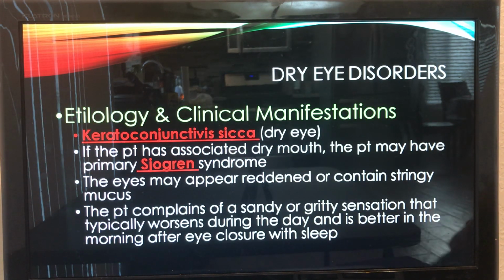So now let's move on to dry eye disorders. So this is known as keratoconjunctivitis sicca. If the patient has associated dry mouth as well as dry eye, the patient may have primary Sjögren syndrome. The eyes may appear reddened or contain stringy mucus, and the patient complains of a sandy or gritty sensation that typically worsens during the day and is better in the morning after eye closure with sleep.